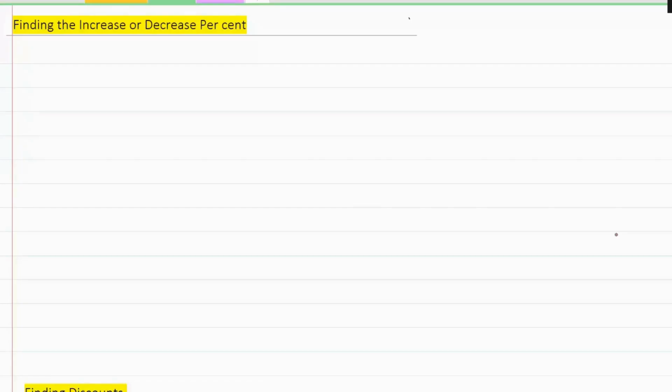Hello everyone. Today we are learning a new topic from the chapter comparing quantities. It's a topic before the second exercise. Here the concept is finding the increase or decrease percentage.